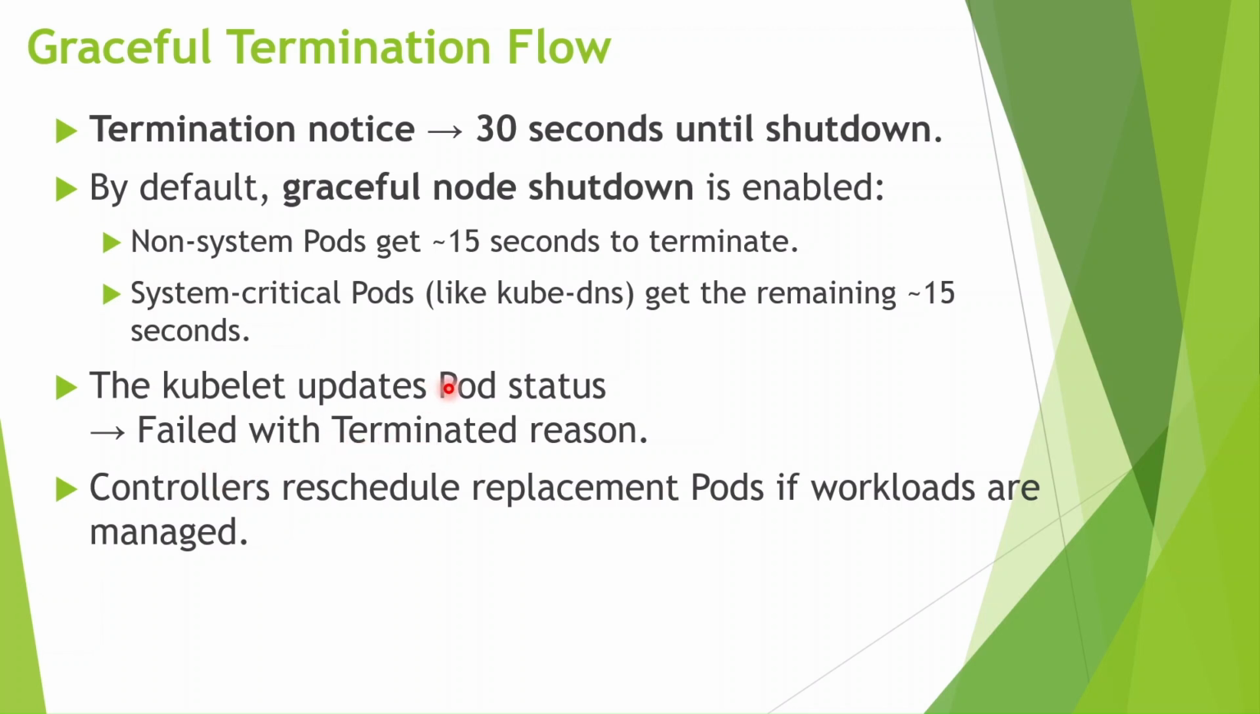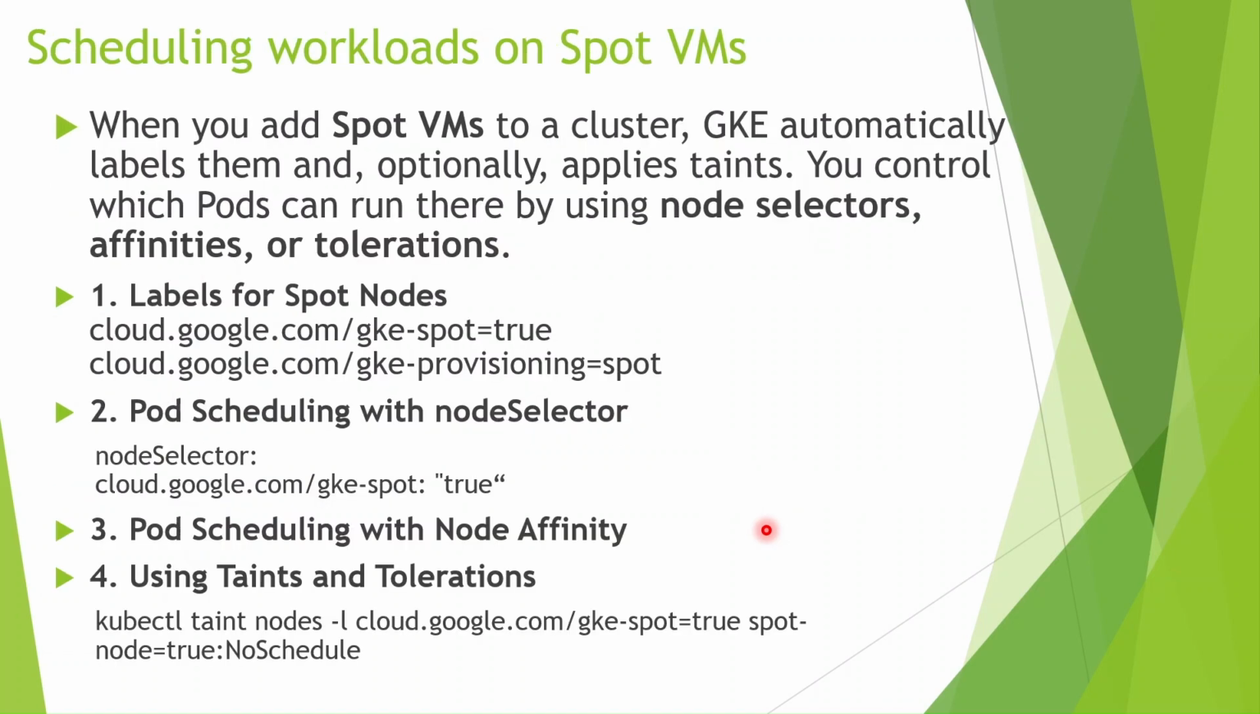So if you run kubectl get pods, you will see this field with terminated region, and controllers reschedule replacement pods if workloads are managed. So suppose you have a controller like the deployment controller, or you can say daemon controller, it will try to deploy your pods on other nodes if those nodes are available. If no nodes are available, whether Spot VMs or standard nodes, your pods will remain in pending state. So let's see how you can schedule workloads on Spot VM.